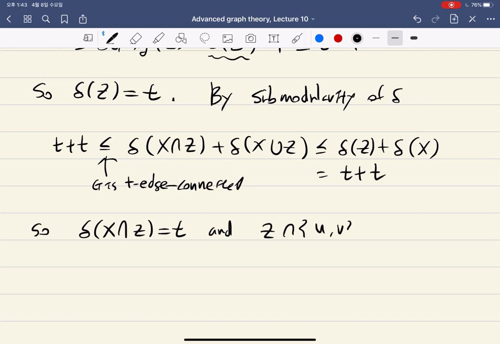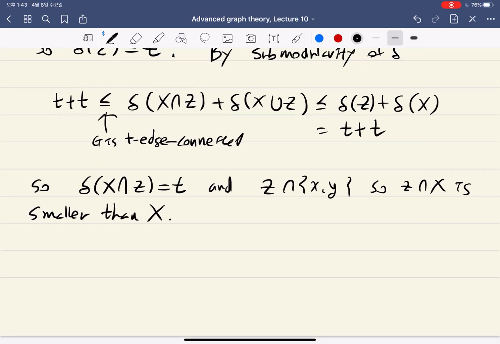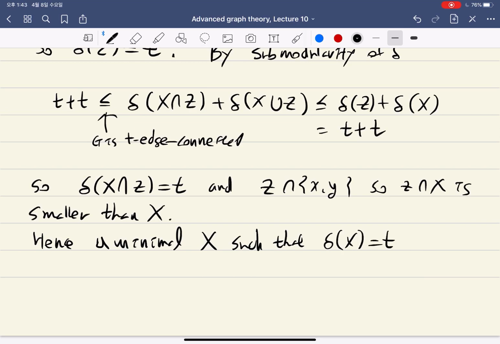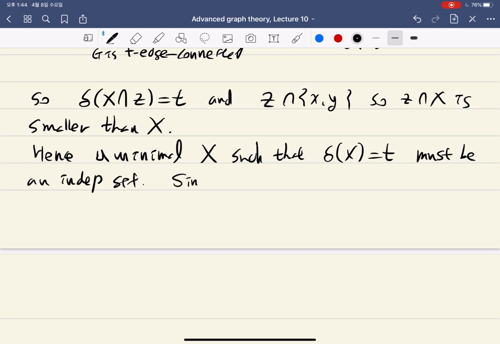And G contains exactly one of x and y. So G intersection X is smaller than X. So if we take a minimal set X such that the number of edges leaving this is t, then this shows that X must be an independent set.